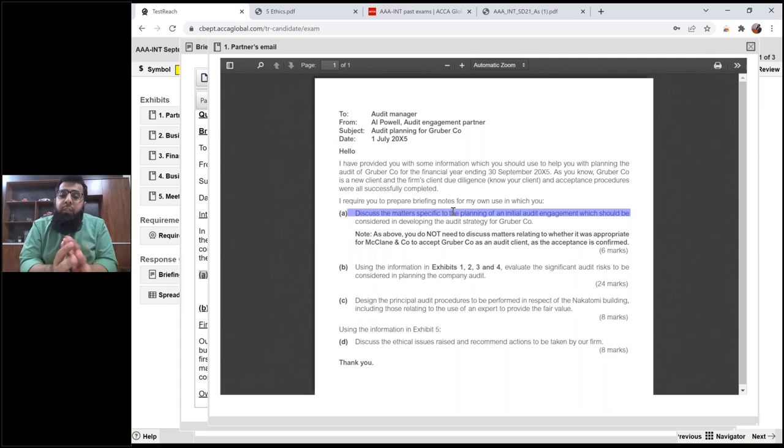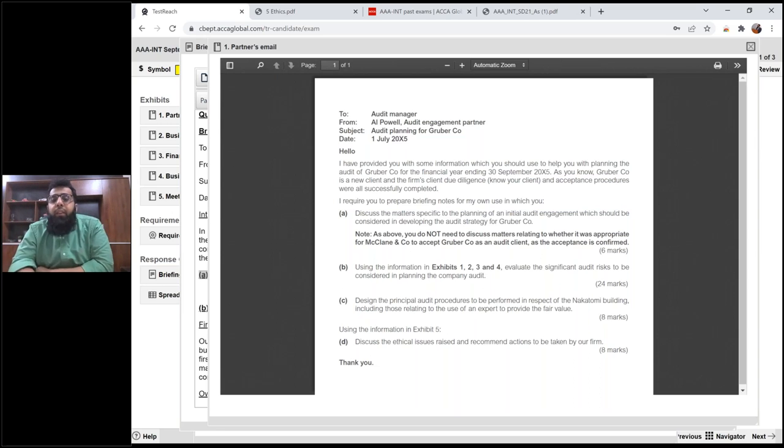Now, what matters should we consider? I want you all to participate with me. What are the matters specific to the planning of an initial audit engagement? What do you mean by initial audit engagement? Initial audit engagement means the first year of audit, which should be considered in developing the audit strategy. Now, how many marks? 6 marks.